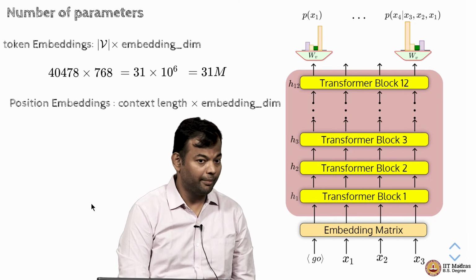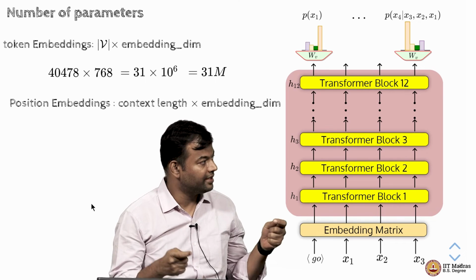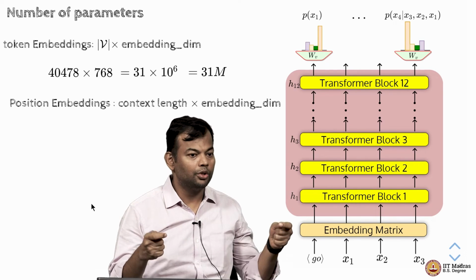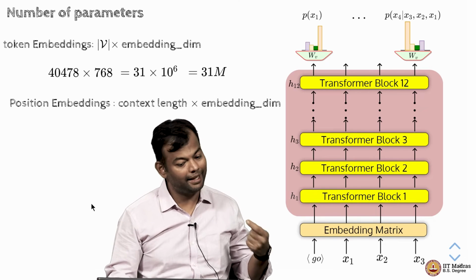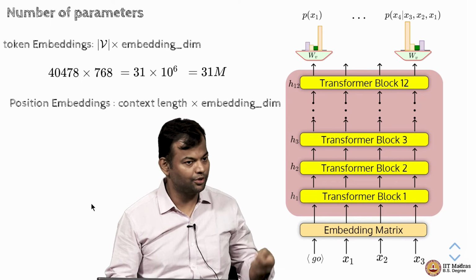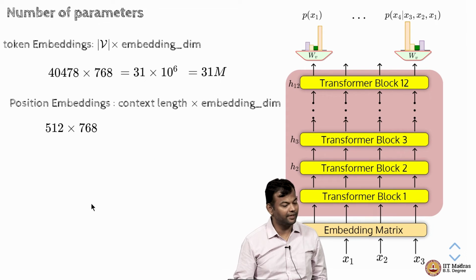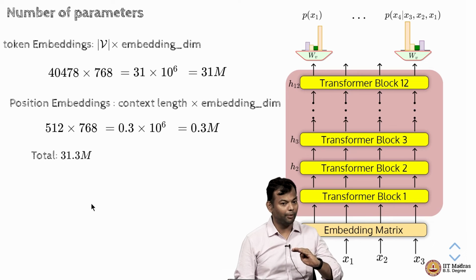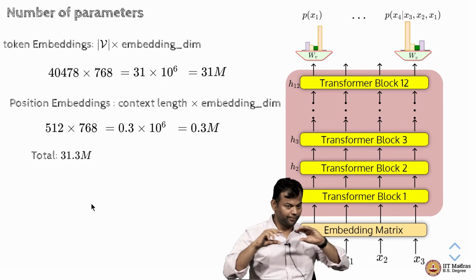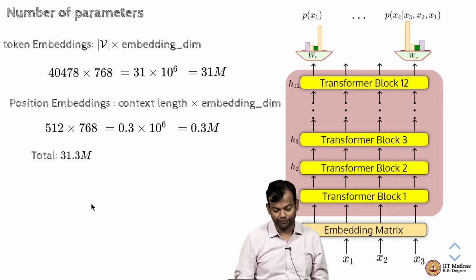Then you have the position embeddings. How many position embeddings do you have? You have a sequence length of 512. So for each of the 512 positions, you will have a corresponding embedding, and that embedding again has to be the same size as your vocabulary embedding. So again 768. So for 512 positions, you have 768 dimensional embeddings. This is not much, 0.3 million parameters. So in total, 31.3 million only in the input layer, right? The embedding and the positional embedding.